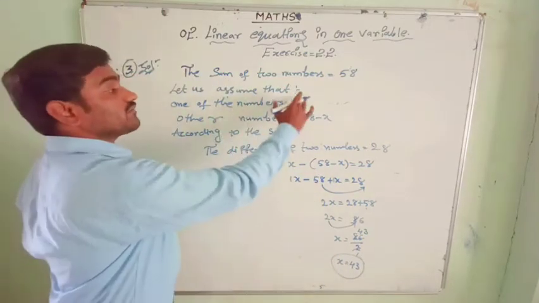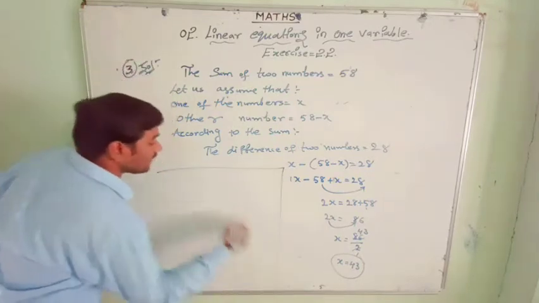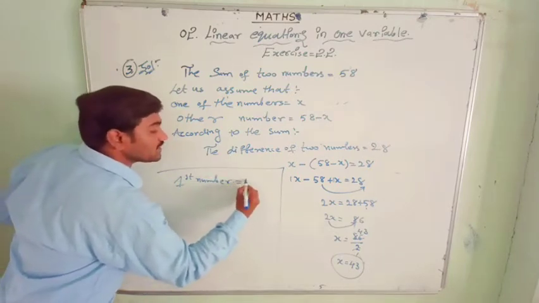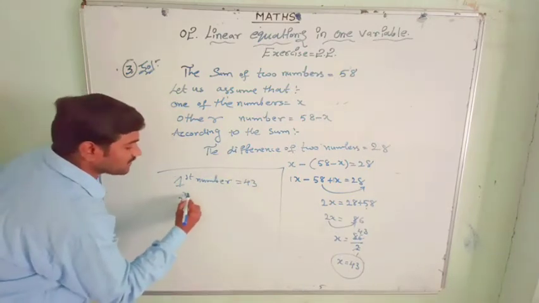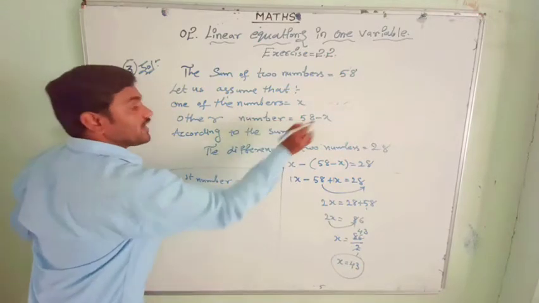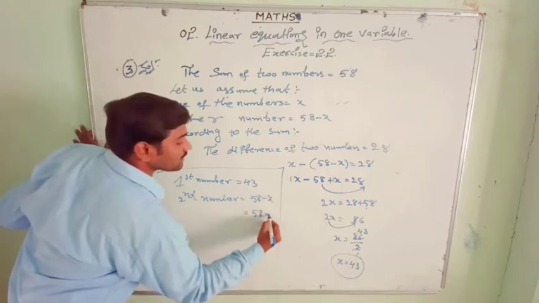That means one of the numbers is 43. Then what is the other number? Here we got the first number. The first number is 43. Then what is the second number? The second number, that means the other number, we assumed as 58 minus x. What we got for x is 43.